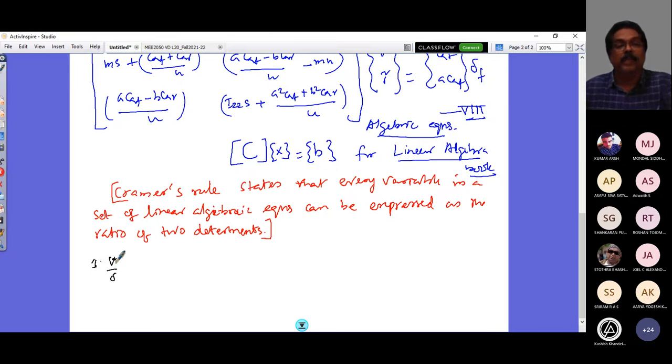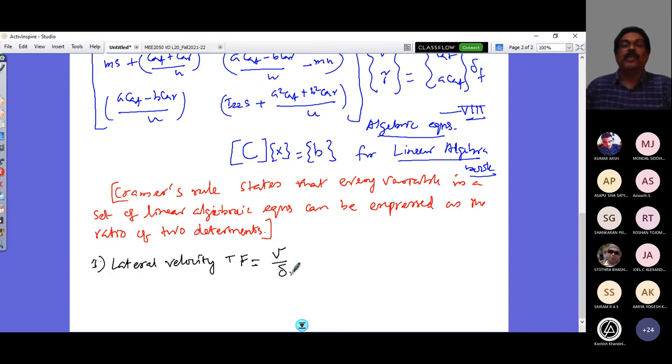Let me put it in another way. The first transfer function is the lateral velocity transfer function. The output is my lateral velocity, the input is my known steering input. So for the given front wheel steering input, what is my lateral velocity? That is my transfer function. So how do I get the transfer function? It is a ratio of two polynomials.